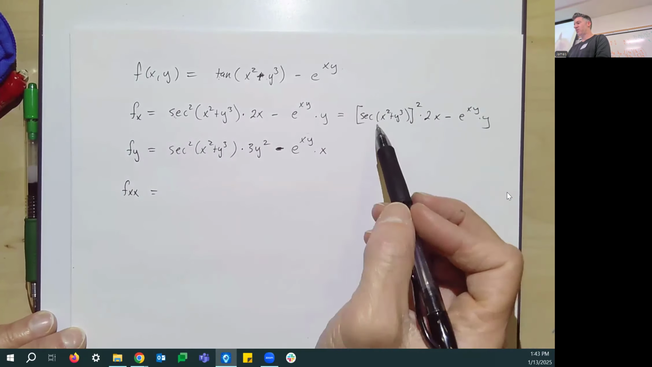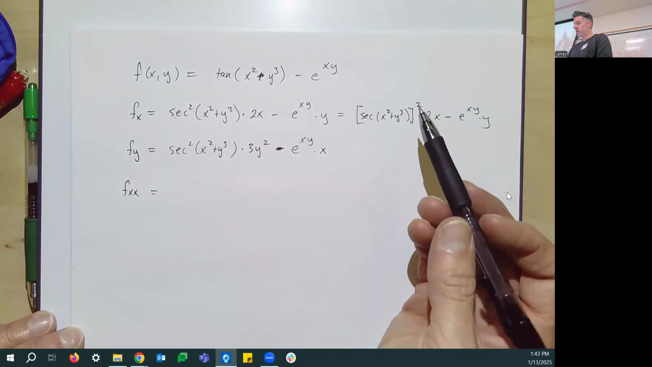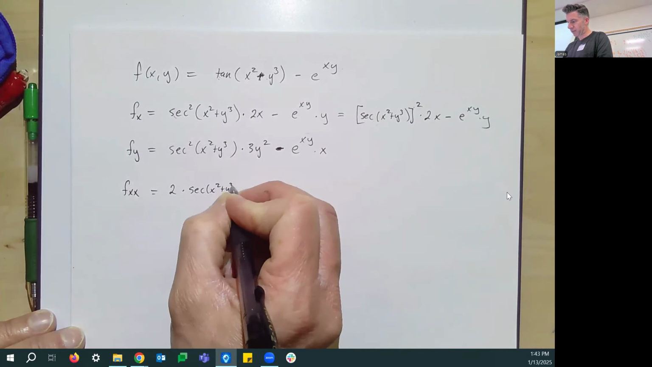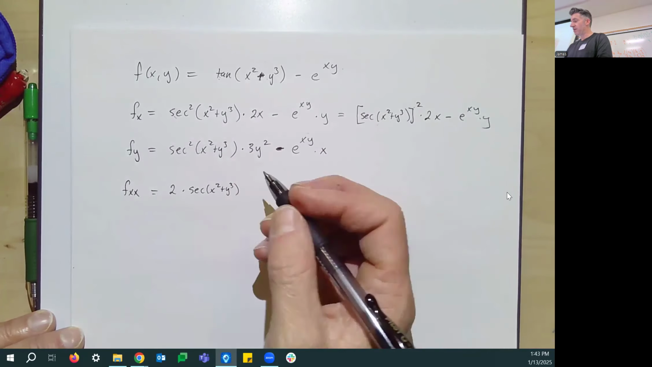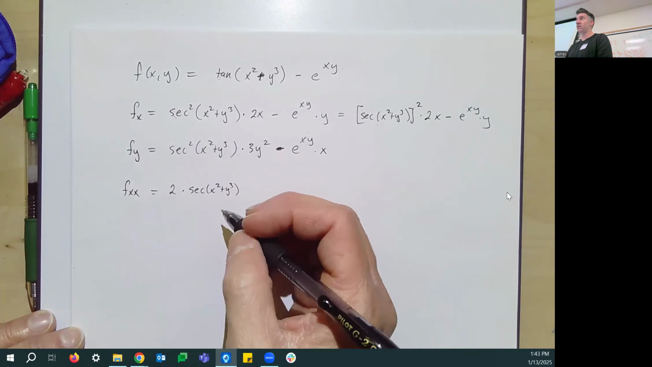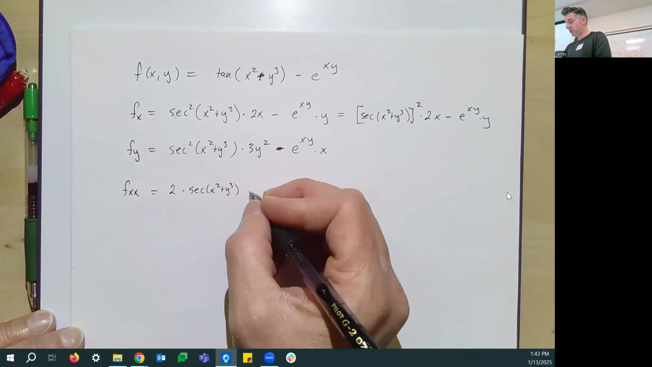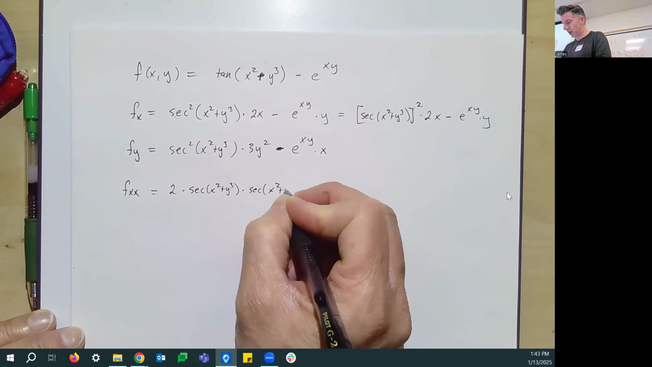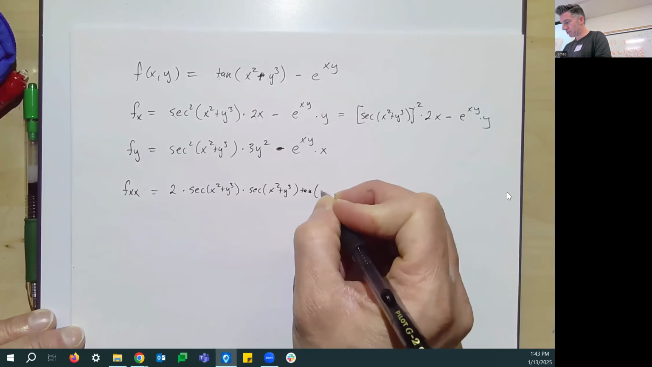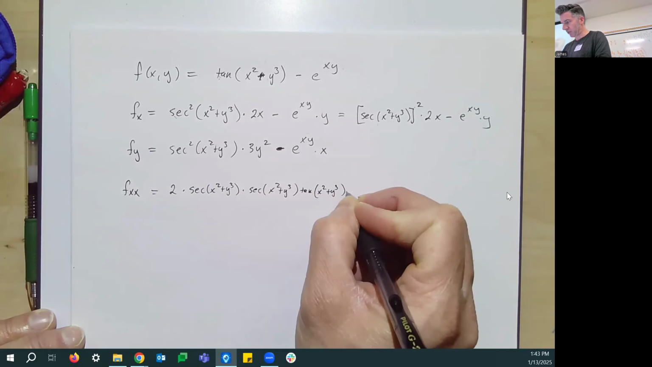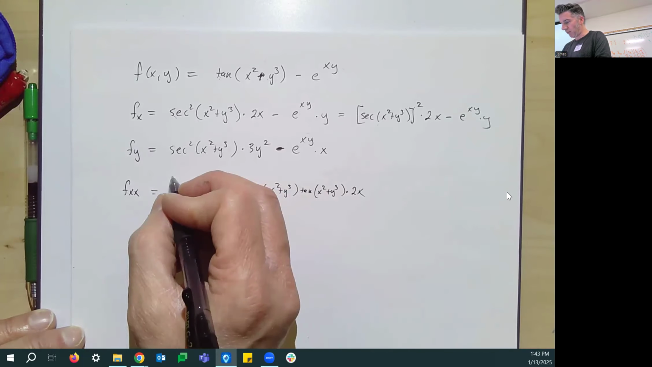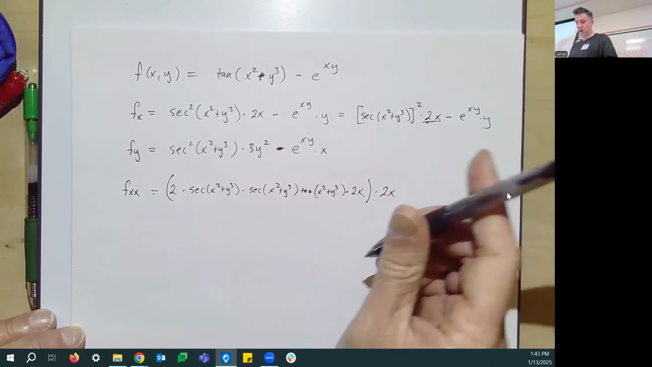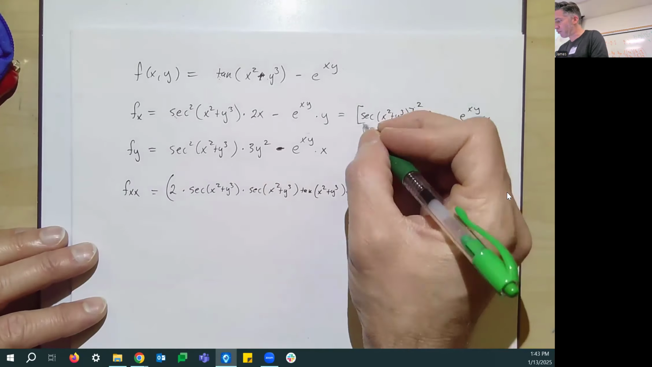So when we take the derivative of this squared, it's going to be chain rule upon chain rule. So it's going to be 2 times secant of your stuff to the first power, which I'm not going to write, times the derivative of the inside of that first power, which is the derivative of secant of your stuff. The derivative of secant of x squared plus y cubed is secant of your stuff times tangent of your stuff times the derivative of your stuff, which is 2x. All of that multiplied by the 2x that's chilling over there. So there's the first part of your product rule.